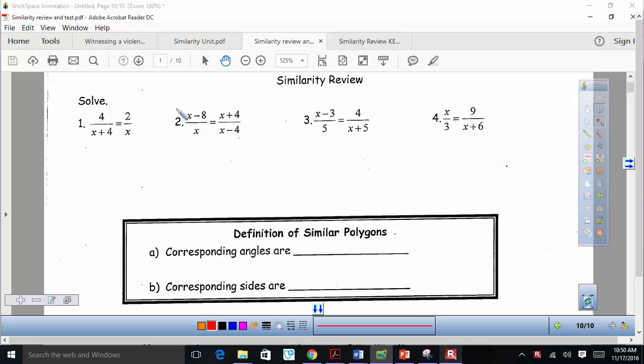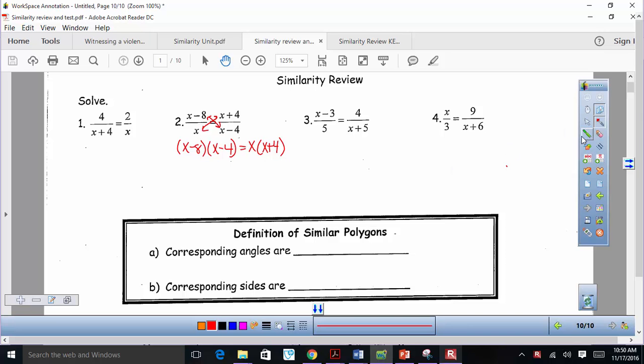All right, so we are going to start with number 2. For number 2, the very first thing that we do so that we can start solving for x is we cross multiply. So I'm going to do x minus 8 times x minus 4. I'm going to write x minus 8 times x minus 4, and I suggest tomorrow on your test you write it out as well. Then we're going to do x times x plus 4. Sorry, x plus 4.